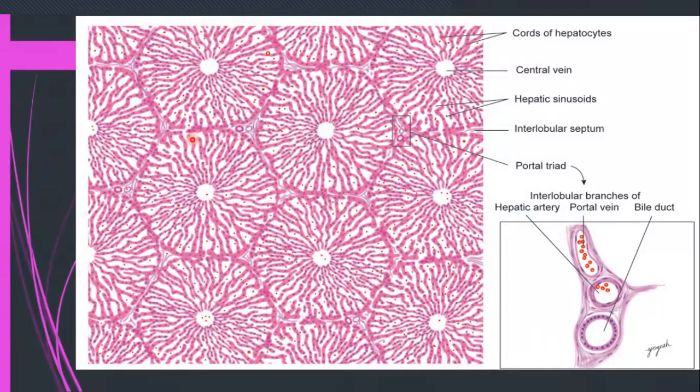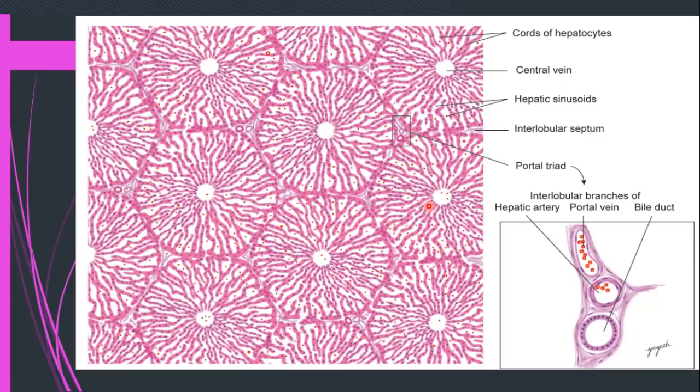Now, here you can see these. They are somewhat hexagonal. Okay, you have to believe they're somewhat hexagonal. Then you can see at the angles we have, like this, a portal triad here. This is the central vein. Then these are the radiating and anastomosing plates of hepatocytes, and in between them we have the sinusoids.